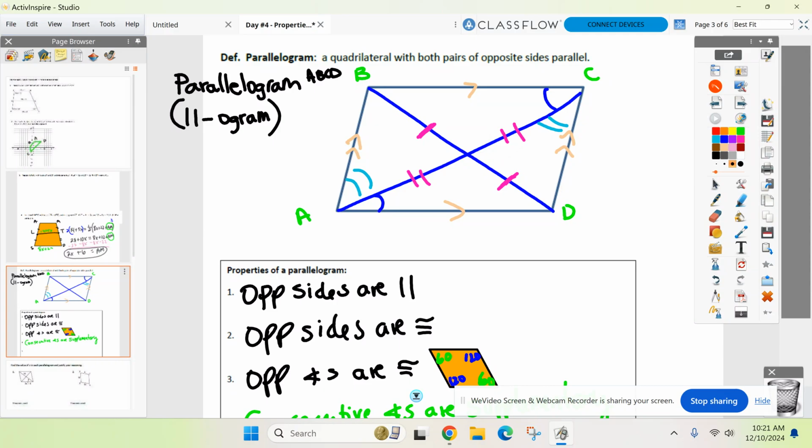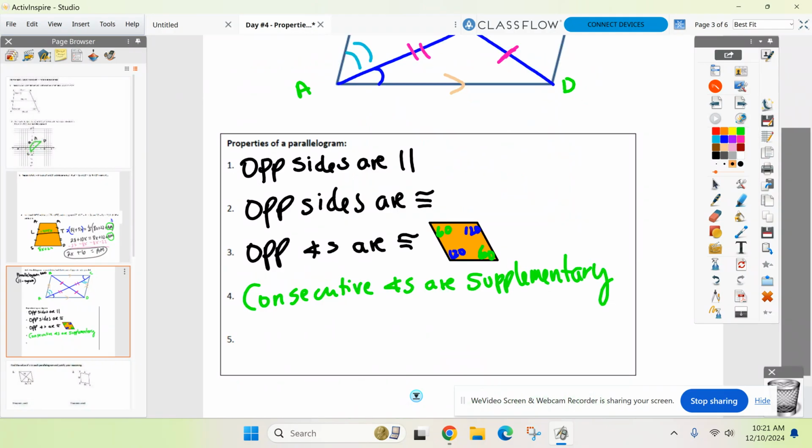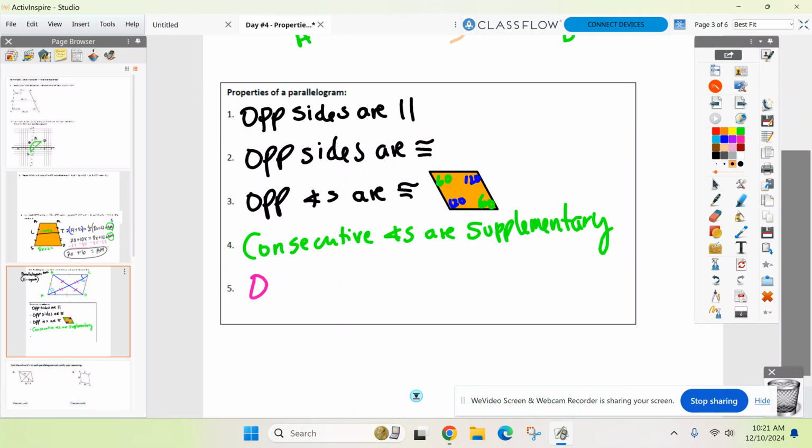Using vocabulary terms from this year. What's up, Abby? What am I showing you here? Diagonals bisect each other. Darn right they do. So in a parallelogram, the diagonals bisect each other. That's a lot of properties, kids. Good thing we're spending 3 days on them.